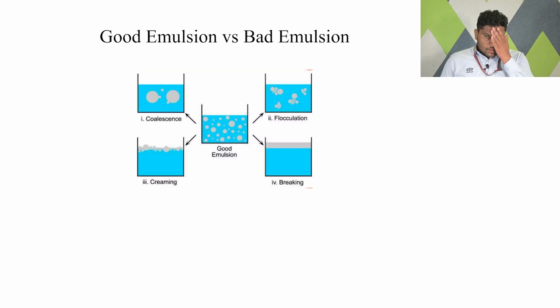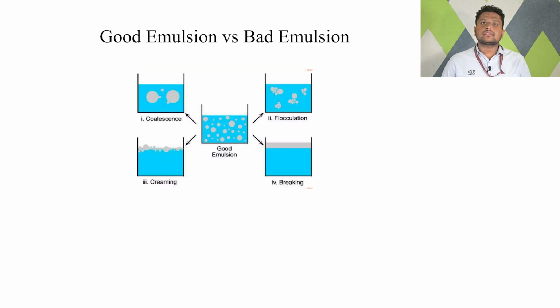Second, we discuss what is a good emulsion versus a bad emulsion. There are five beakers. The center beaker is for the good emulsion, and the other problems occur in the bad emulsion. First is coalescence, second is flocculation, third is creaming, and the fourth is breaking.